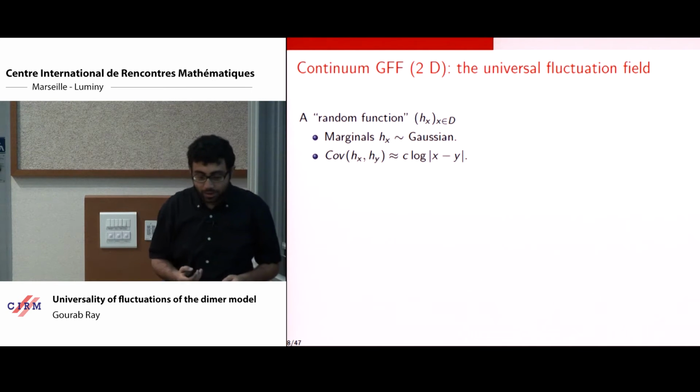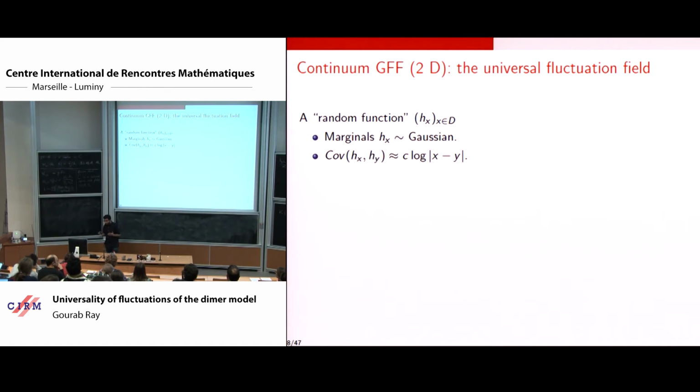In one dimension you have the Brownian motion, and you know that the marginals are normal random variables, and you have some kind of correlation between the variables. Here also it's the same thing, except that it's slightly more complicated: the function is not really a function. It's inside quotes, this random function, but the marginals are still Gaussian. However, for the covariances between two points, for every point x in my domain, which is a point in the complex plane, I have a random variable h(x), and the covariance is given by log of the distance between x and y. As you can see, if x and y come close to each other, this log will diverge, so the variance is actually infinite. That's why it's not a function.